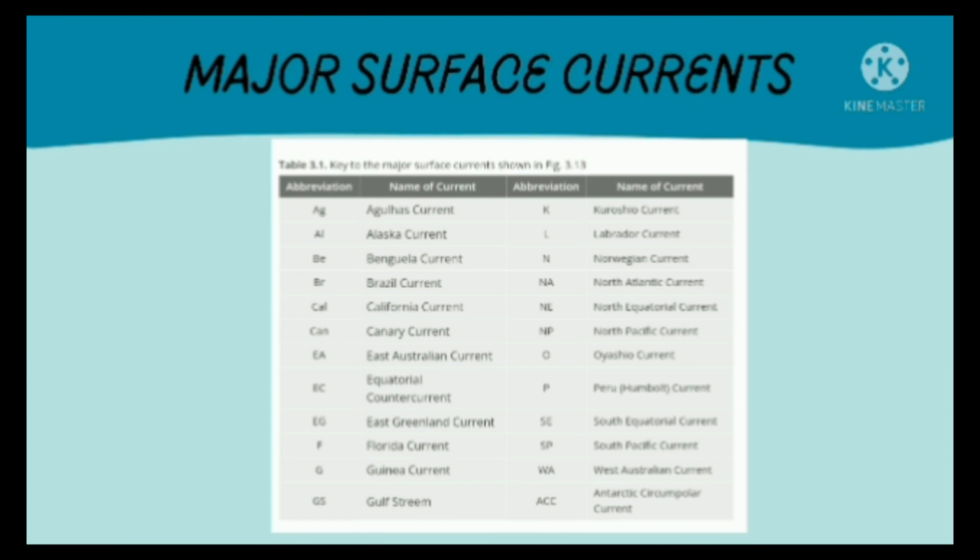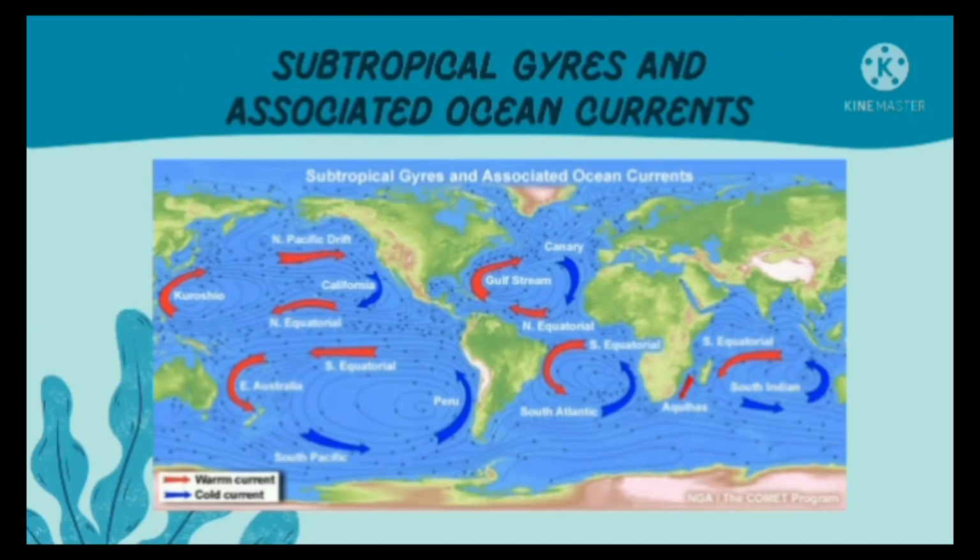And so this is the following list of the major surface currents and gyres all over the world, and it consists of the Asian, the Pacific, the Northern, and the Atlantic, and even the polar regions. These gyres that interact with the land masses are also called subtropical gyres associated with ocean currents.